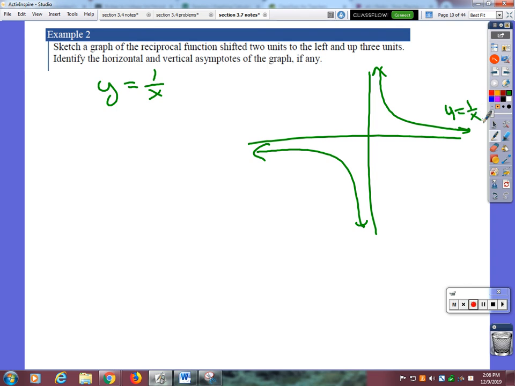Then if I have to shift it 2 to the left, all that's going to do is take this vertical asymptote at x equals 0 and move it 2 to the left, and then the horizontal asymptote that was at y equals 0 is now going to be at y equals what?